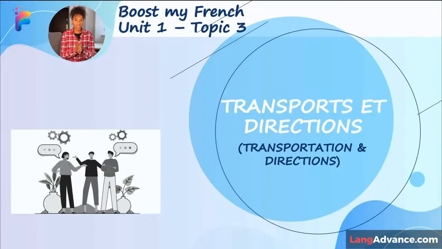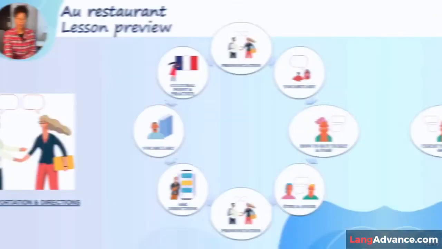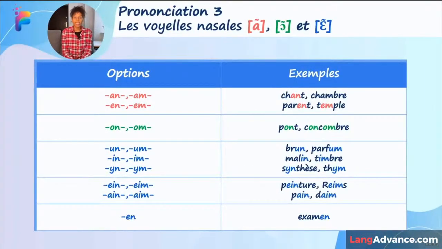Transport and directions. In this lesson, we will have 8 different sections. We'll have some pronunciation, vocabulary, how to buy a ticket and a pass, être and avoir, the 2 verbs, pronunciation again, ask directions, vocabulary again, and a cultural point and some practice. Let's get started. Prononciation, les voyelles nasales.